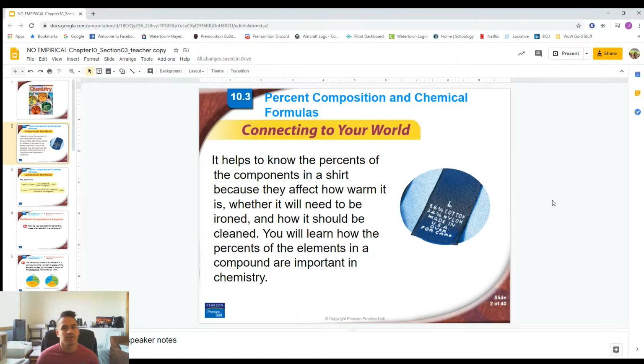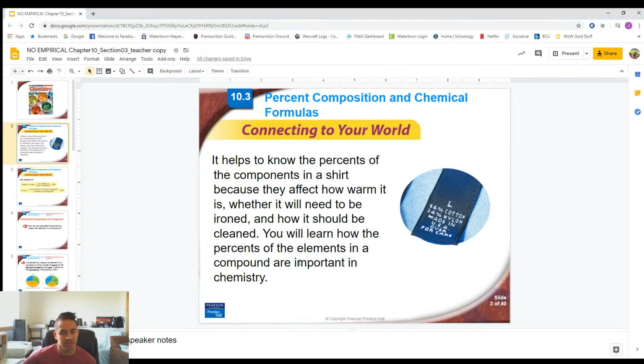So in this video, we're going to be going over the chapter 10.3 notes on percent composition. We will not be talking about empirical formulas. There is a section of this chapter that I have cut out just to make it shorter and to make the material a little bit easier for you. So, all right, in this section, we're going to be talking about percent composition.